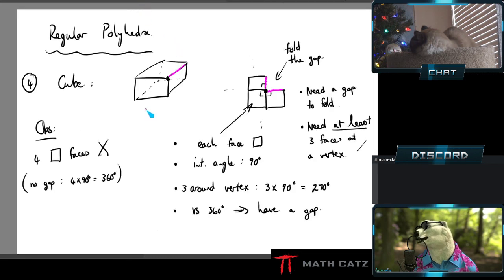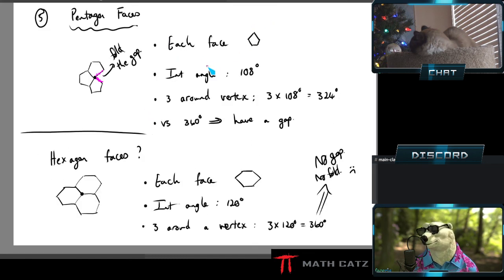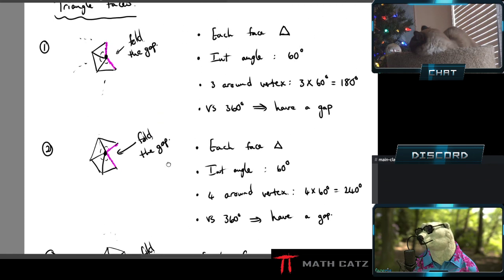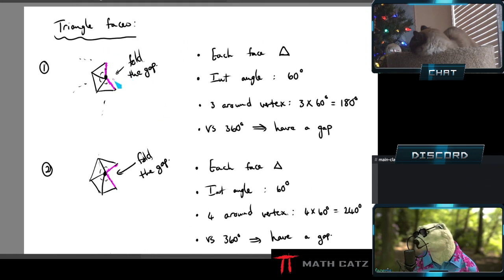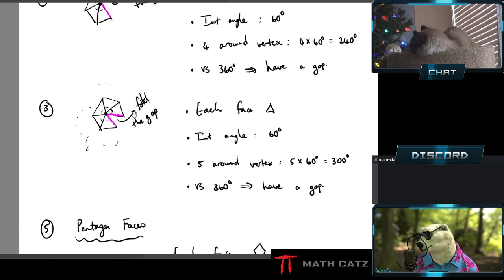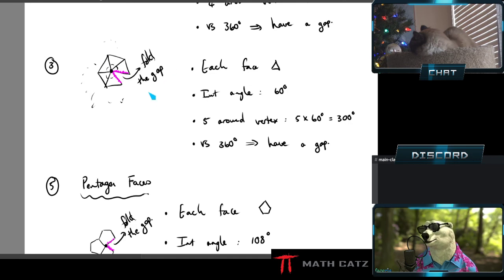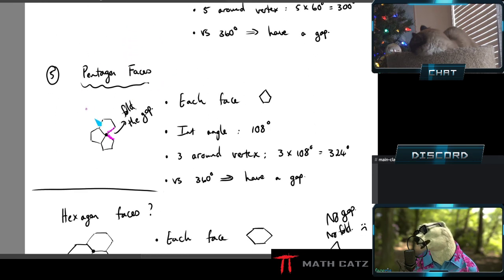So to review, I have the cube. I have three triangle faces coming together, four triangle faces coming together at a vertex, of course, five triangle faces coming together, and I have three pentagon faces coming together. Nothing else is possible. There are only five platonic solids.